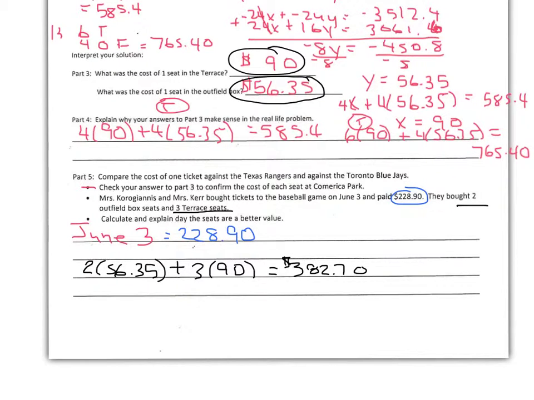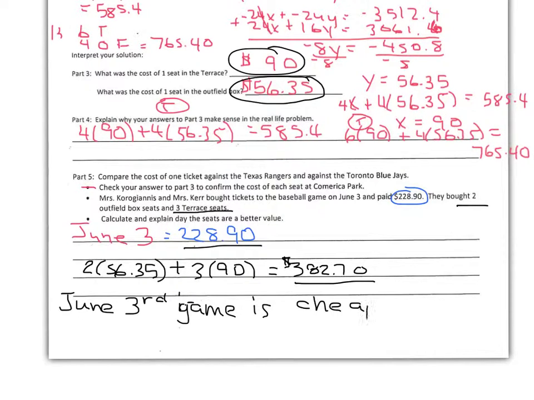And you'll get a large amount of $382.70. Now the question should read, calculate and explain which day the seats are better. So which one do you think is better? The price tag of $228.90 or the price tag of $382.70? In this case, the June 3rd game is cheaper. And we had some students today find the difference, and that's fantastic. You can do that as well. Is cheaper, so it's a better value.